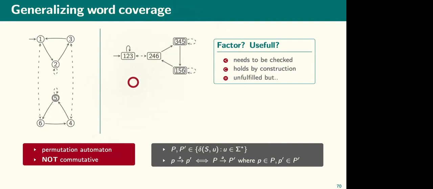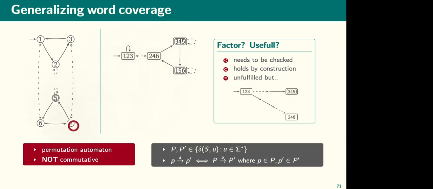For the preservation of rejecting behavior, this is a bit less clear. So consider the state 4 here, which is not final. So every behavior that ends in 4 is rejected. The state 4 can be reached from the initial state 1 by reading 2 plain transitions and then 1 dashed transition. For the factor that we just constructed, this behavior is also rejected. So 2 plain and then 1 dashed is also rejected.